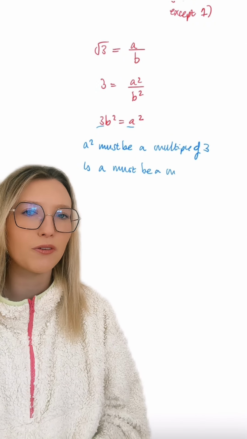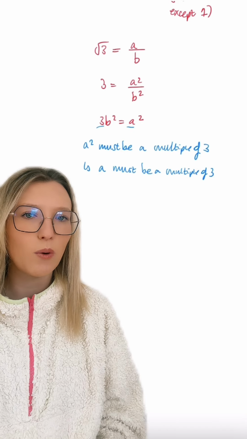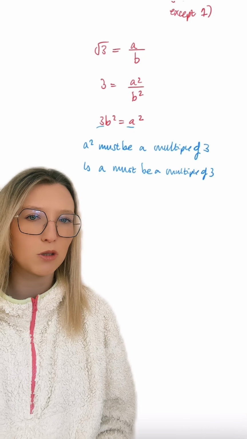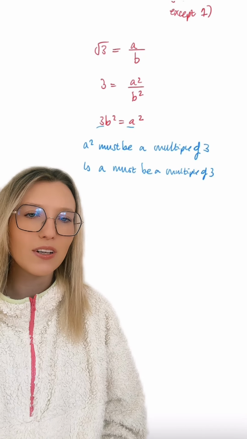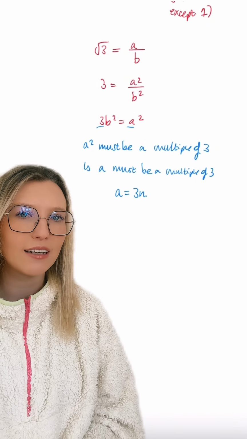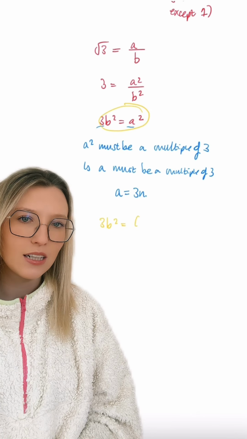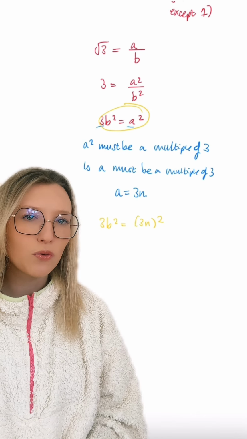Now, if a is a multiple of 3, we can write it as a equaling 3n, where n is any integer, and we know if we multiply any integer by 3, we're going to get a multiple of 3. So we can write a equals 3n. Let's plug this back into the formula, 3b squared equals a squared. So we get 3b squared equals 3n squared.